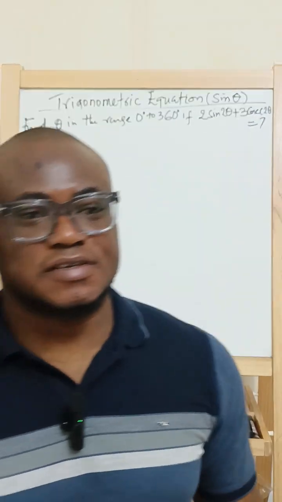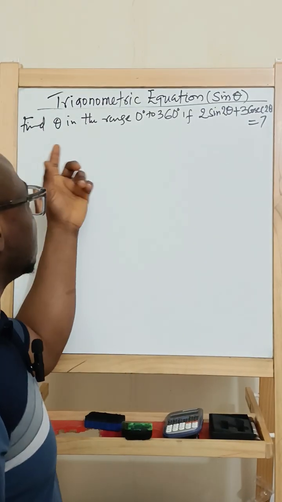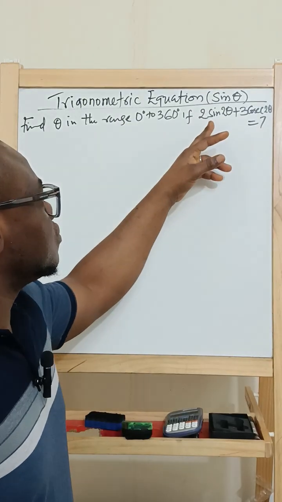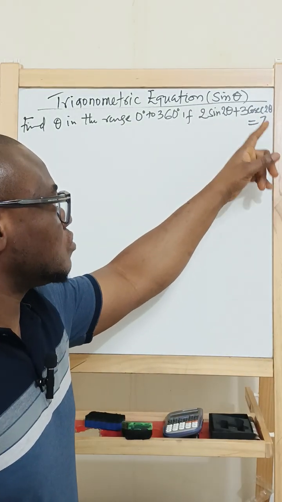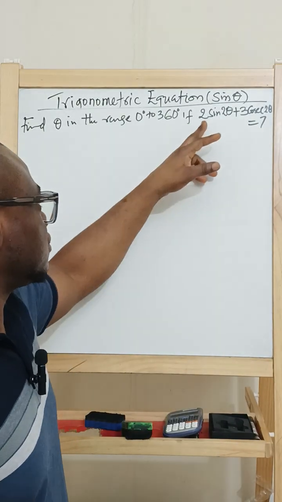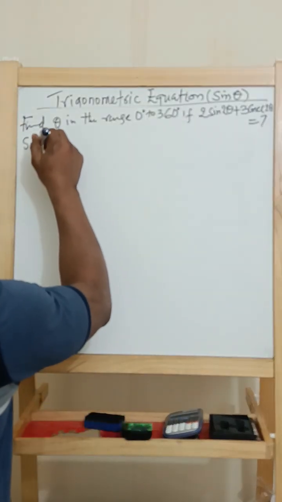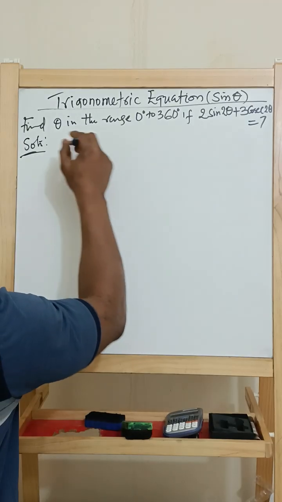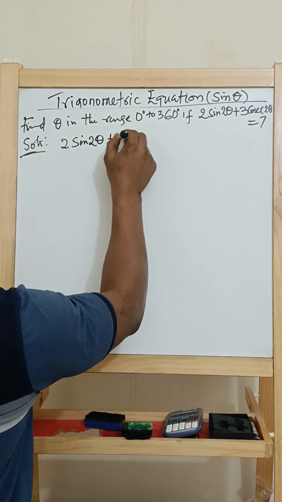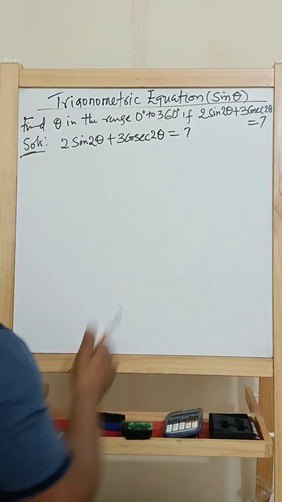Okay, hello, good day. So today we want to look at this question. In this question, we are asked to find theta in the range 0 to 360 if 2 sine theta plus 3 cosec 2 theta is equal to 7. That is 2 sine 2 theta, right? So the solution: 2 sine 2 theta plus 3 cosec 2 theta is equal to 7.